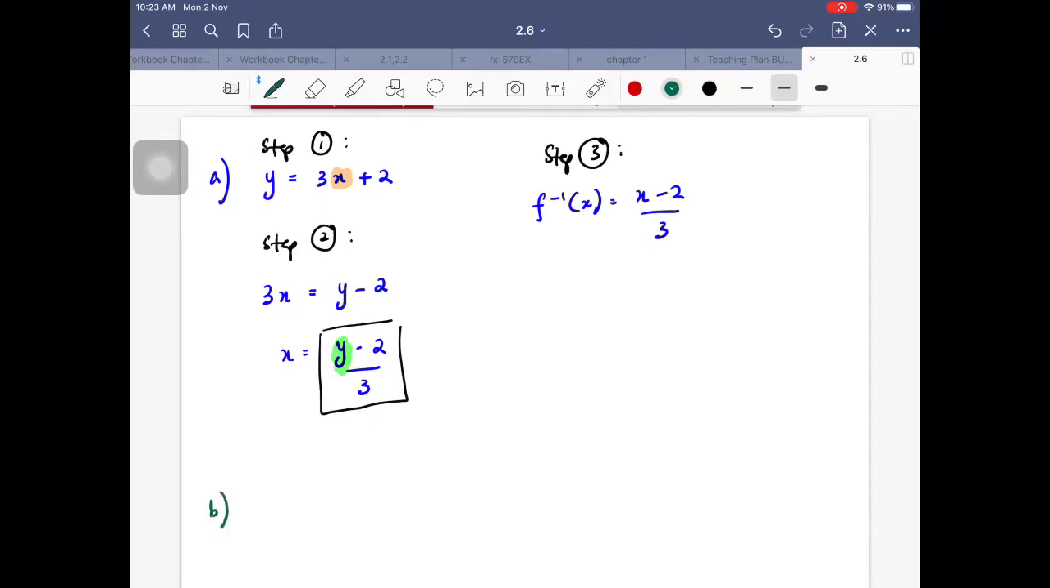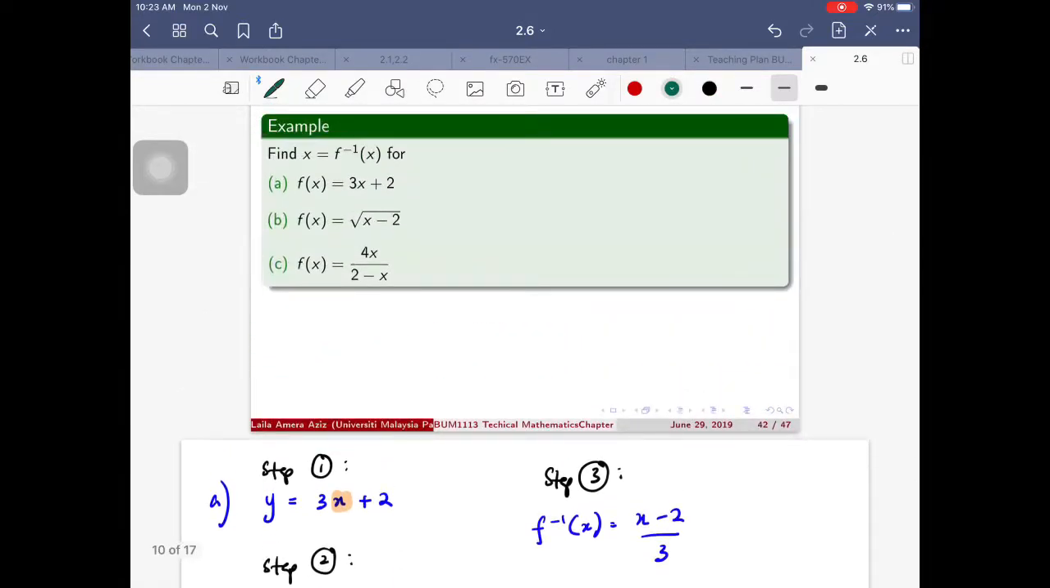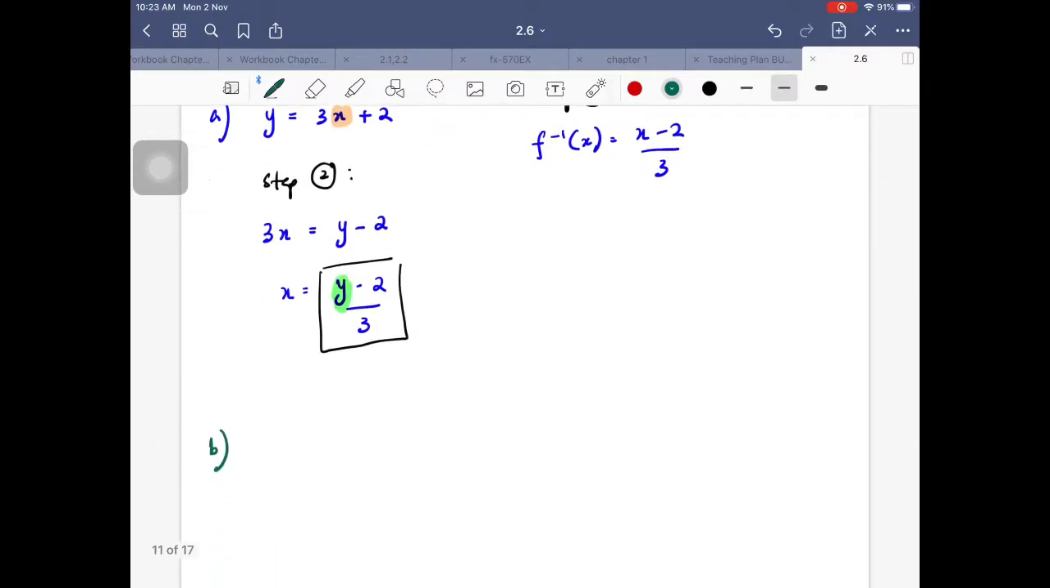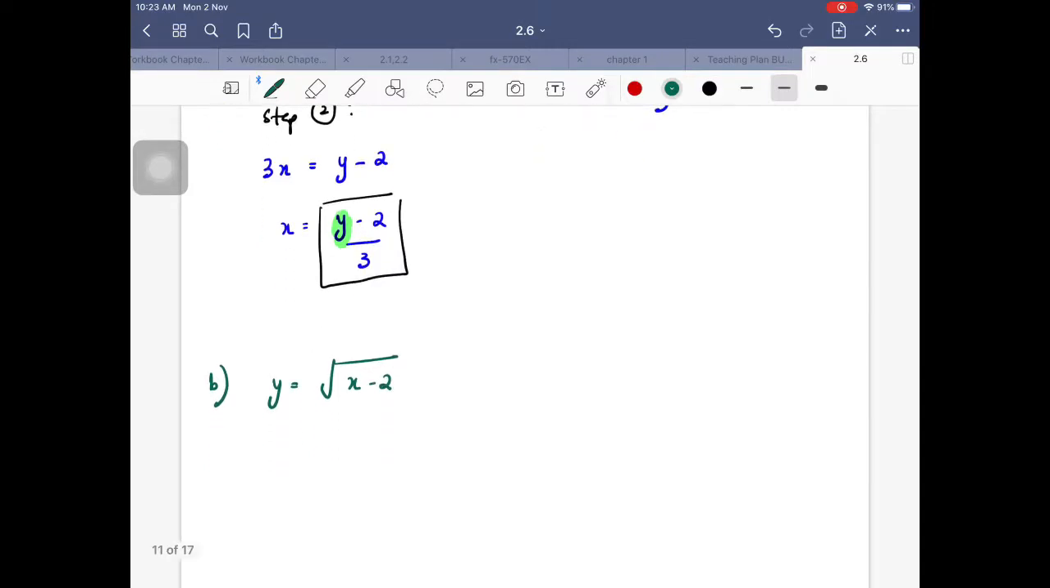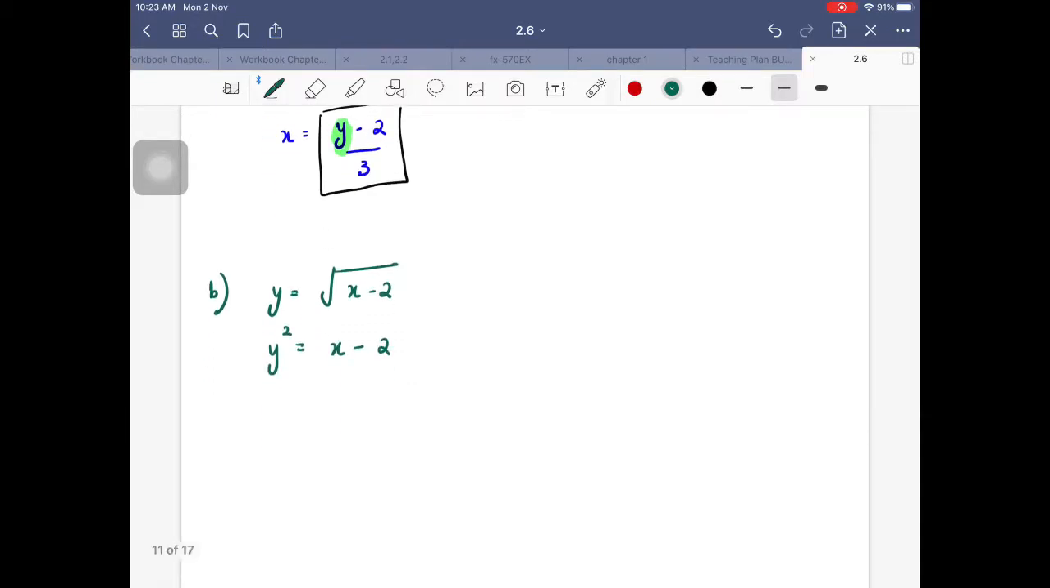So let me show you the second example, for B. I have a square root function, square root of x minus 2. So I'm going to write that y equals square root of x minus 2. How do I get rid of the square root? I'm going to square both sides of the equation, for which I'll end up with y squared equals x minus 2. And my x is going to equal y squared plus 2. Okay, and then remember all you have to do is replace the y on the right hand side by x. Therefore my f inverse of x is going to equal x squared plus 2. So I just changed the y to x. That is for B.